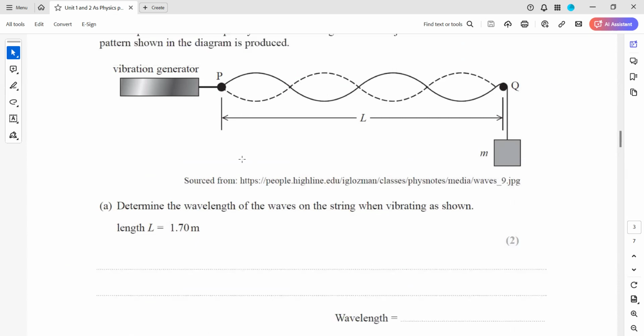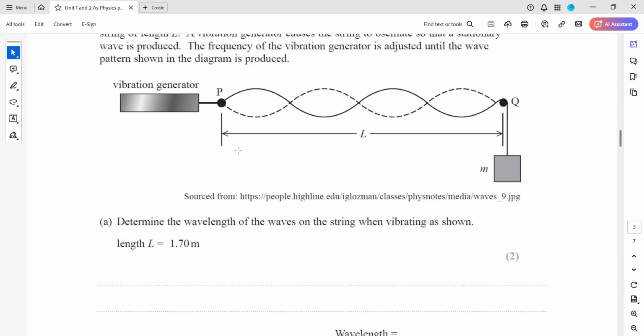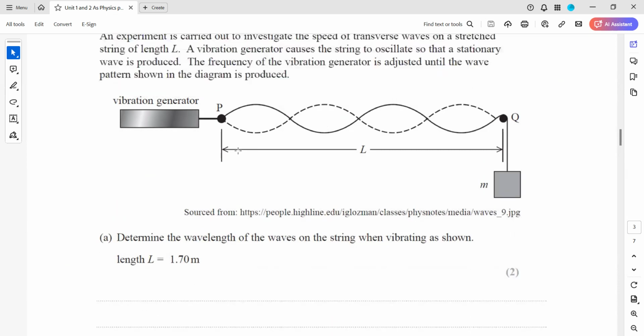Determine the wavelength of a wave on the string with the vibration shown. So how to determine the wavelength? The total length is there. The distance between two successive nodes is half a wavelength.